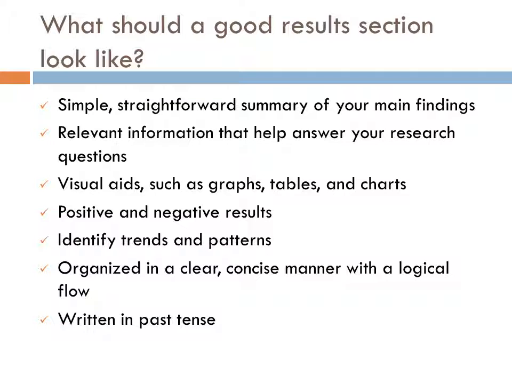What should a good results section look like? A good results section should be a simple, straightforward summary of your main findings. It should provide relevant information that helps answer your research questions. It should not include extra information or irrelevant information, as this may shift the focus from your topic and ultimately weaken the strength of your research paper.